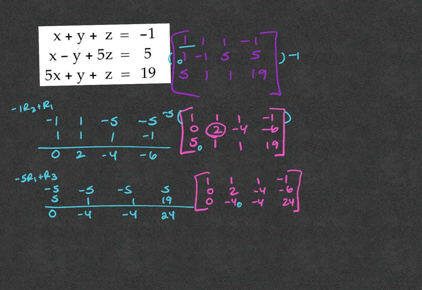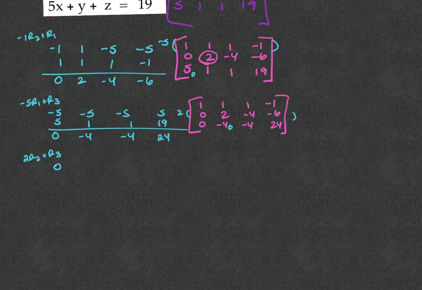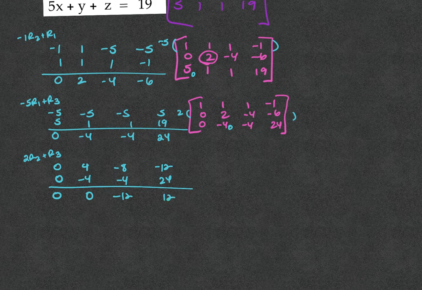Now I need a 0 here. I can multiply row 2 by 2. So 2 row 2 plus row 3. I get 0, 4, negative 8, negative 12, 0, negative 4, negative 4, 24. 0, 0, negative 12, positive 12. That's going to replace row 3, but I also need that 12 to be a 1, so I can multiply by negative 1 12th now. 0, 0, 1, negative 1.